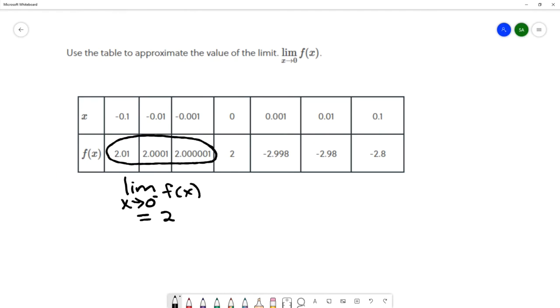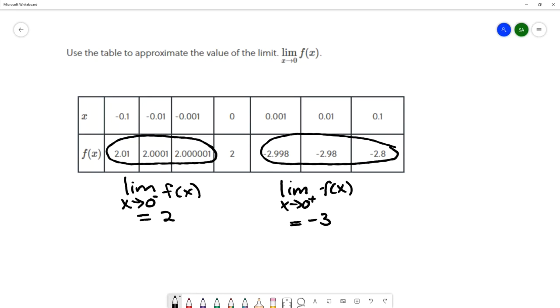So then I'm going to look at the y values on the other side to see what's happening from above. And when I look at these y values, negative 2.8, negative 2.98, and negative 2.998, they look like they're approaching negative 3. So I'm going to say that the limit as x approaches 0 from above this function f of x is approaching negative 3.